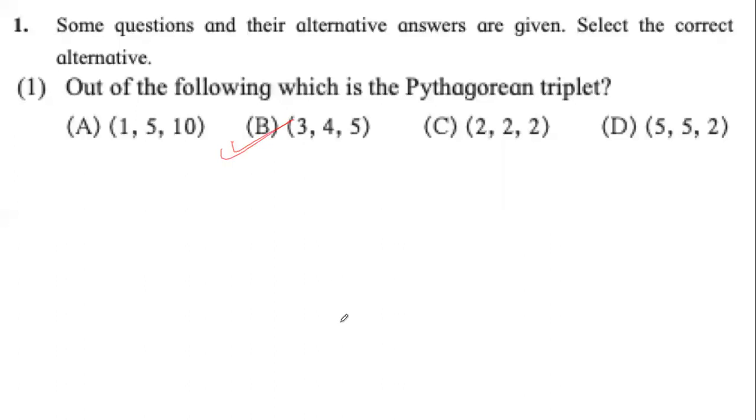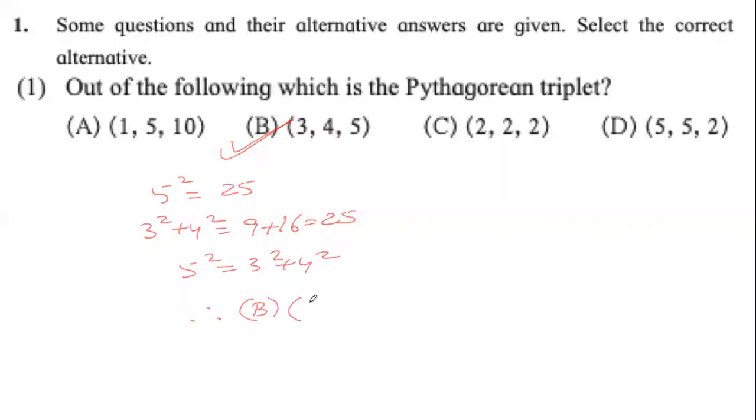But the way you have to answer this is, you will say 5 square equals 25. 3 square plus 4 square equals 9 plus 16 equals 25. So we get 5 square equals 3 square plus 4 square. You will not write 25 equals 25. You will write 5 square equals 3 square plus 4 square. Therefore, the answer is B, 3, 4, 5.